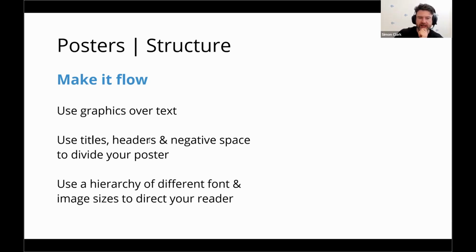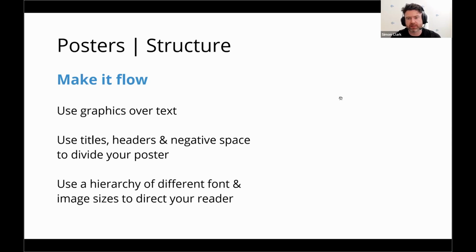A few other points: use titles, headers, and negative space to divide your poster. I'll go into what negative space is before, but guide people along with labeling each section. And also use a hierarchy of different font and image sizes to direct your reader. People tend to be attracted to the bigger text first, and then will read the smaller text after. You can use that to structure your flow. I'll go to that soon as well.